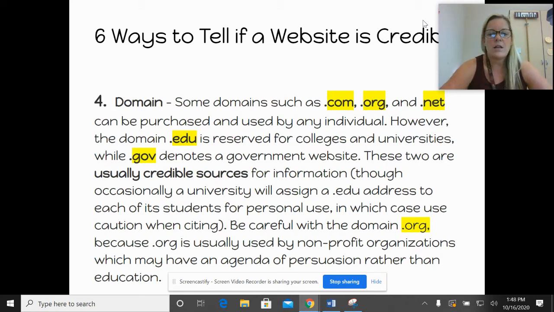But sometimes colleges or universities might give .edu addresses to their students for personal use, in which case it might not be credible. And then how about .org? .org is used for a nonprofit organization. It may be totally credible. They also might have an agenda. They might be trying to persuade the reader to a particular topic, or they might have an agenda that they want to get across.